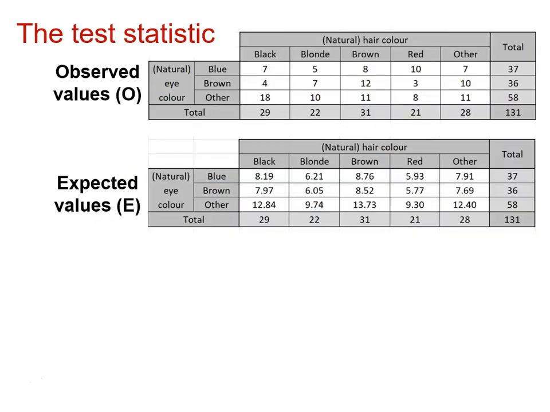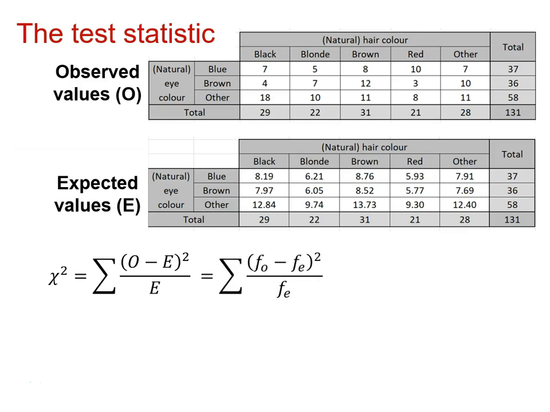The test statistic, chi-squared, is defined as the sum of the observed minus expected value squared, just like the variance, divided by the expected, and that is to scale the error. Or as it appears in the formula book, frequency of observed minus frequency of expected, all squared over frequency of expected. I personally prefer the former, and that is the one I'm going to be using.